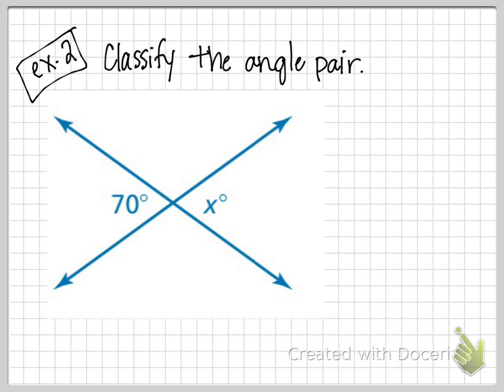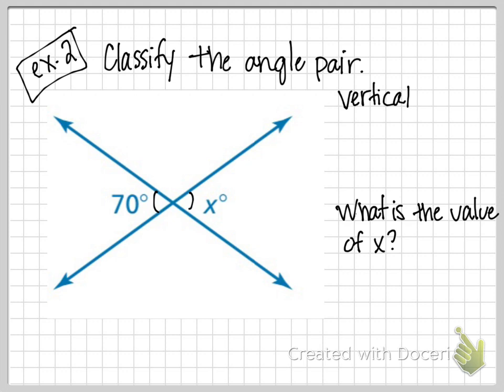You are classifying the angle pair. So look at this 70 degrees and this X. How would you classify these angles? What would you say based on our definitions of different types of angles? What types of angles are these two? Natalie? They are vertical. Very good. They're vertical angles because they're opposite one another, formed by the intersection of two lines.